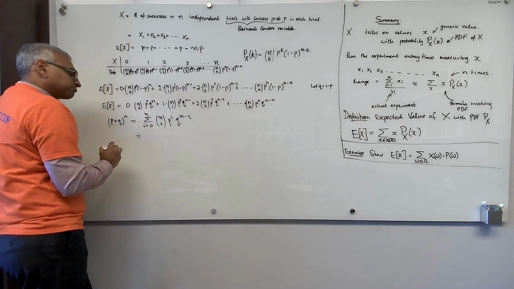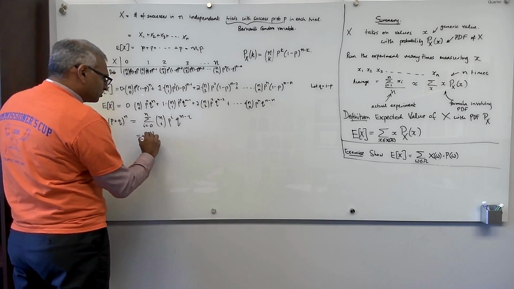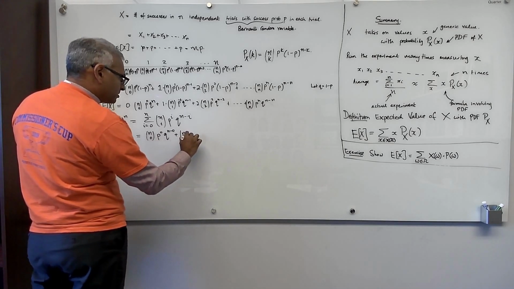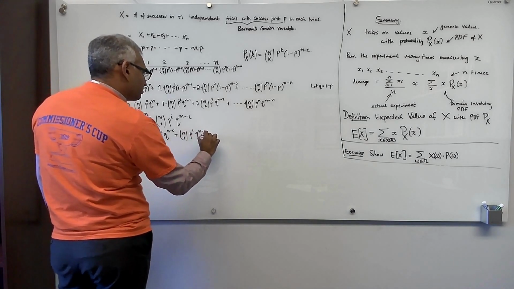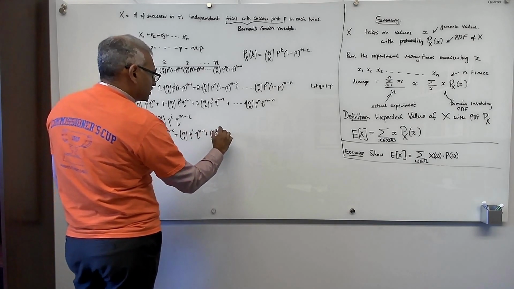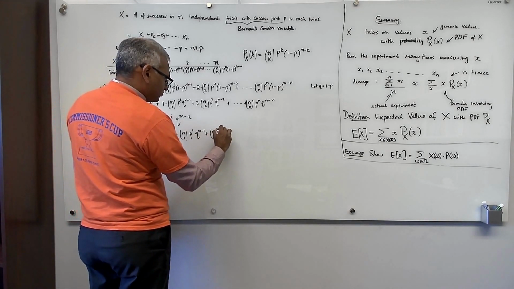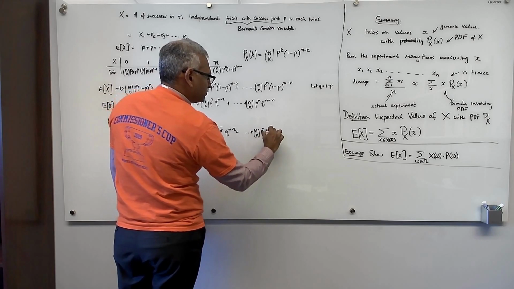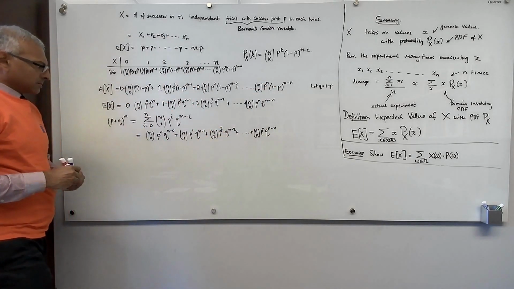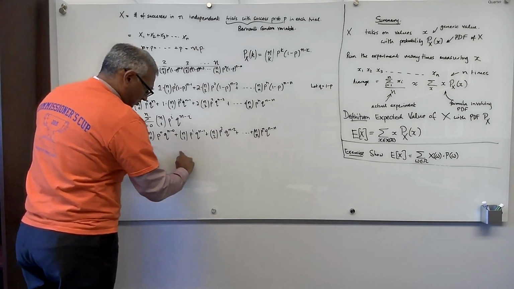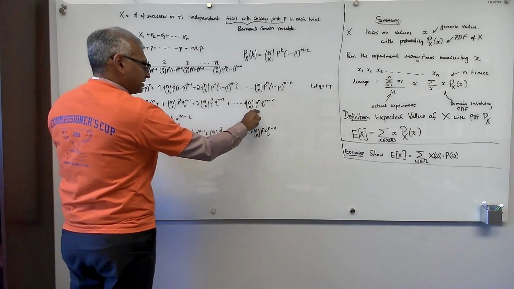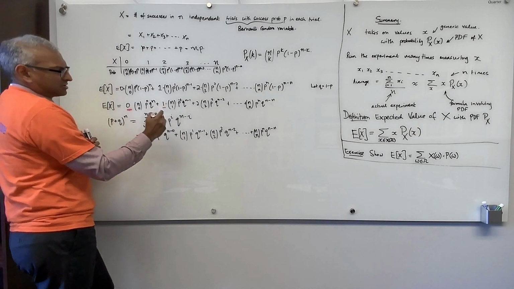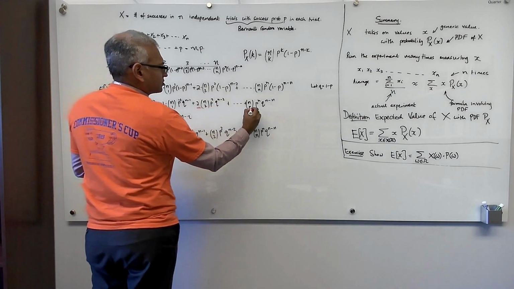But let me write this out. So this is equal to n choose 0, p to the 0, q to the n minus 0, plus n choose 1, p to the 1, q to the n minus 1, plus n choose 2, p to the 2, q to the n minus 2, plus ... plus n choose n, p to the n, q to the n minus n. This long complicated sum and that long complicated sum are very similar, except for the 0 times that, the 1 times this, the 2 times that, and so on.